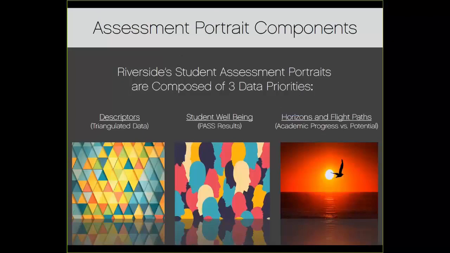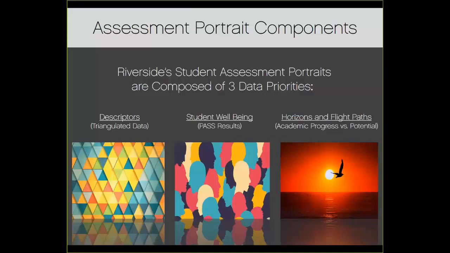We have 3 main components to our assessment portraits application, and we rank them in order of importance as the application is presented to the teachers from top to bottom. The first section we call descriptors, and this is really our triangulated data. This goes to show all the different ways in which we can identify areas of support for our children.